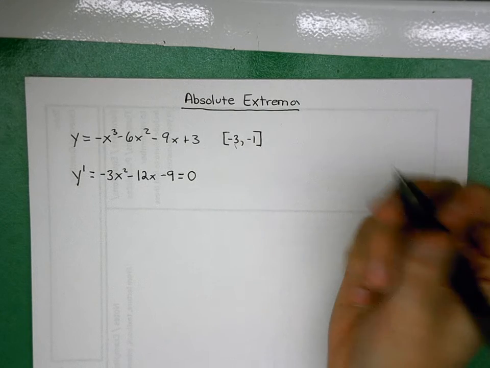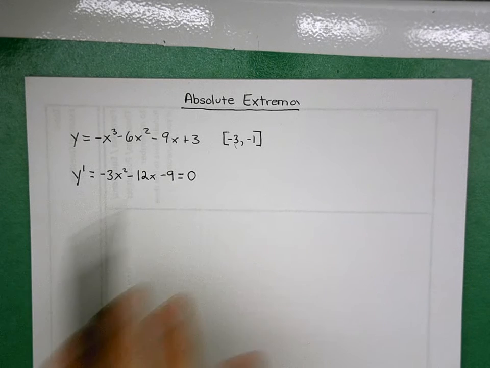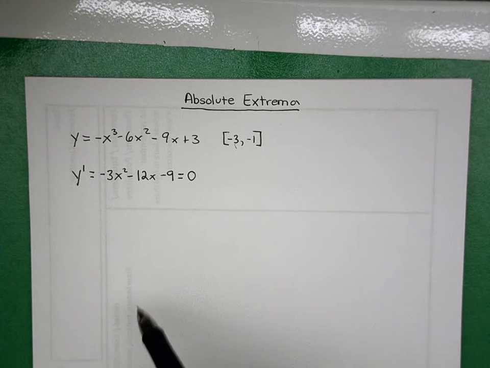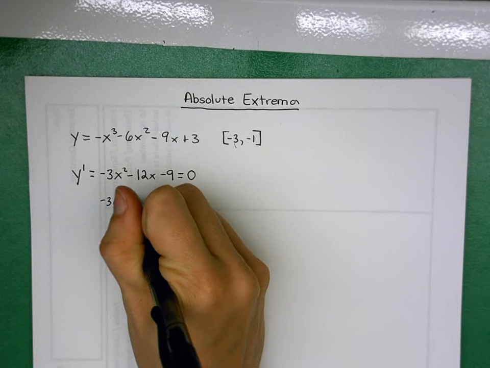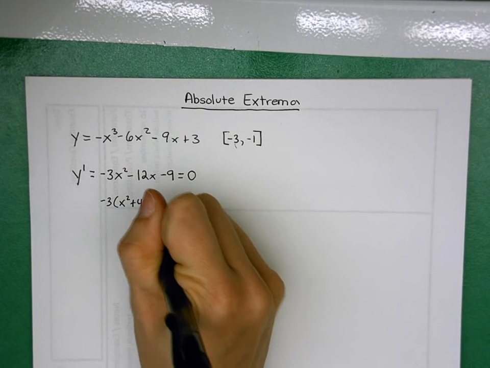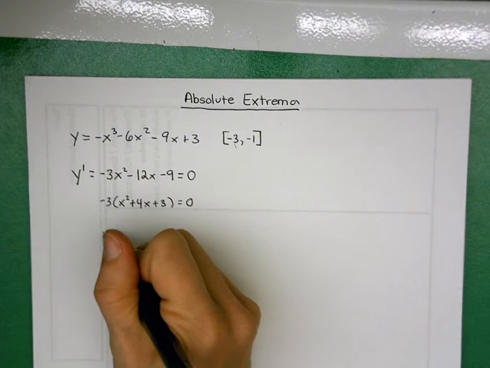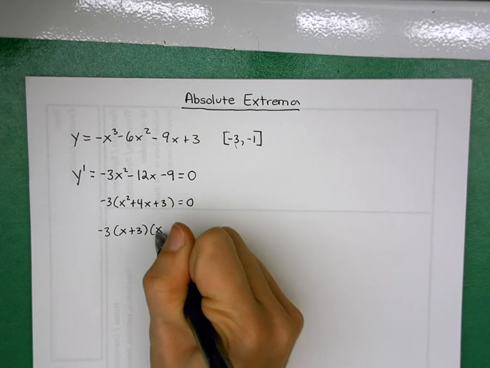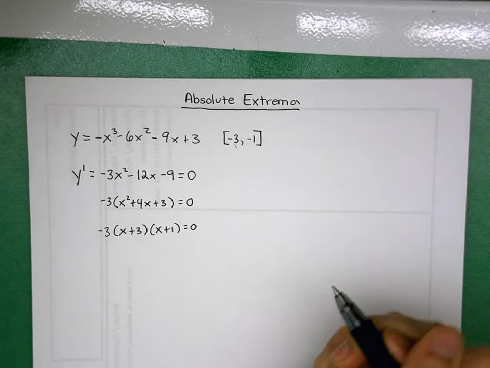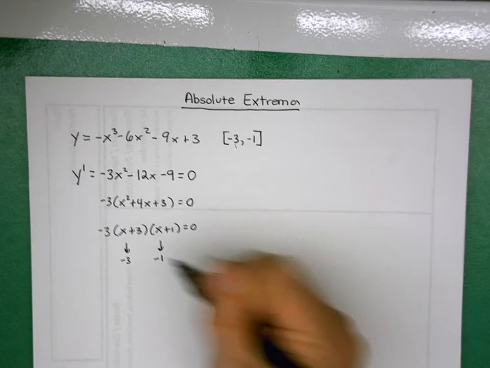If this were a calculator problem, I would then go to my y equals potentially and put negative 3x squared minus 12x minus 9 into my y equals and calc my zeros. In this particular case, this could be a non-calculator one because this does factor. I could pull a negative 3 out to begin with. And then x squared plus 4x plus 3 factors further into x plus 3 and x plus 1. And so I can find my zeros there, my critical numbers of negative 3 and negative 1.